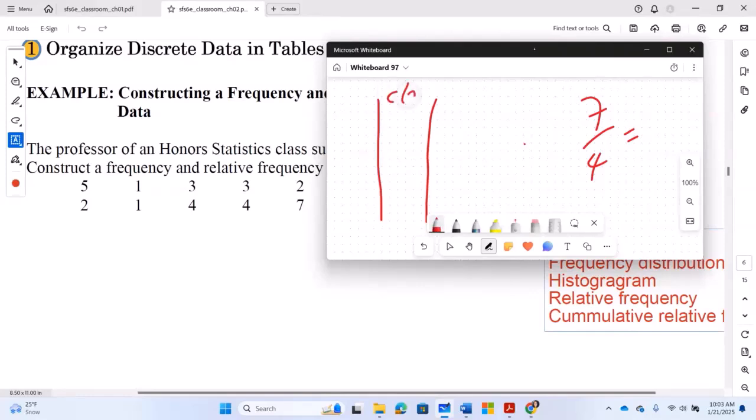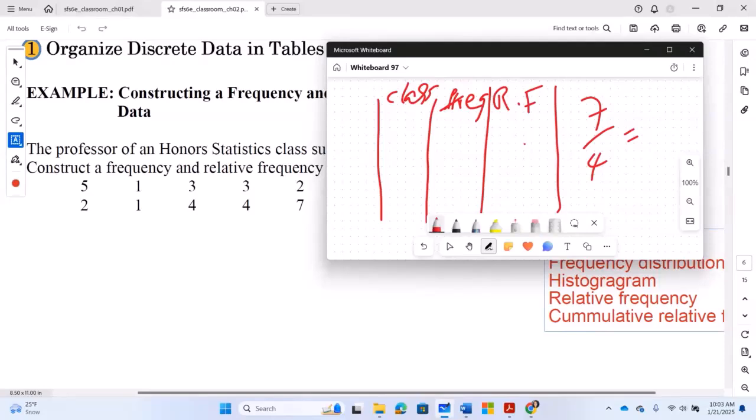Classes, or class. And then this column will be frequency, number of occurrence, frequency. This column, I want to make this column relative frequency. Okay, so for now, that's what I want to do. I want to build 4 classes and the class width is going to be 2.